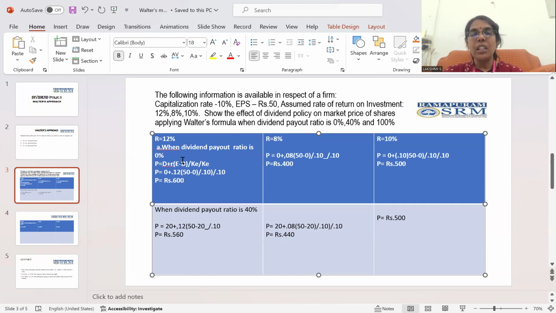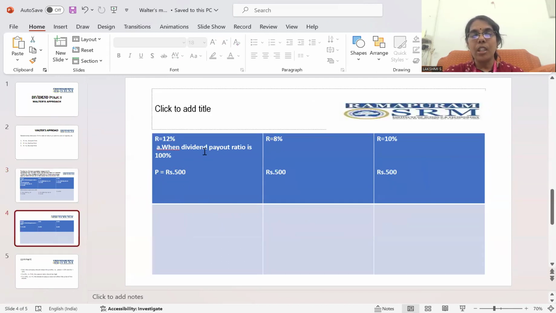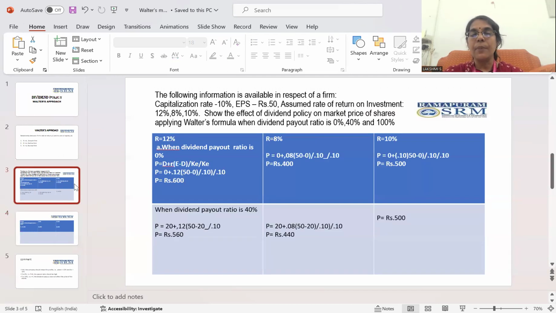See, when the dividend payout ratio is 0%, the market price of the share is 600 because we retain the entire return in the company, so the price of the share increases. When the dividend payout ratio is increased from 0 to 40%, the market price of the share gradually decreases to 560. In the same way, when the dividend payout ratio is increased from 40% to 100%, the price of the share in the market is rupees 500. Again, it is reduced. Here the rate of return is 12%.